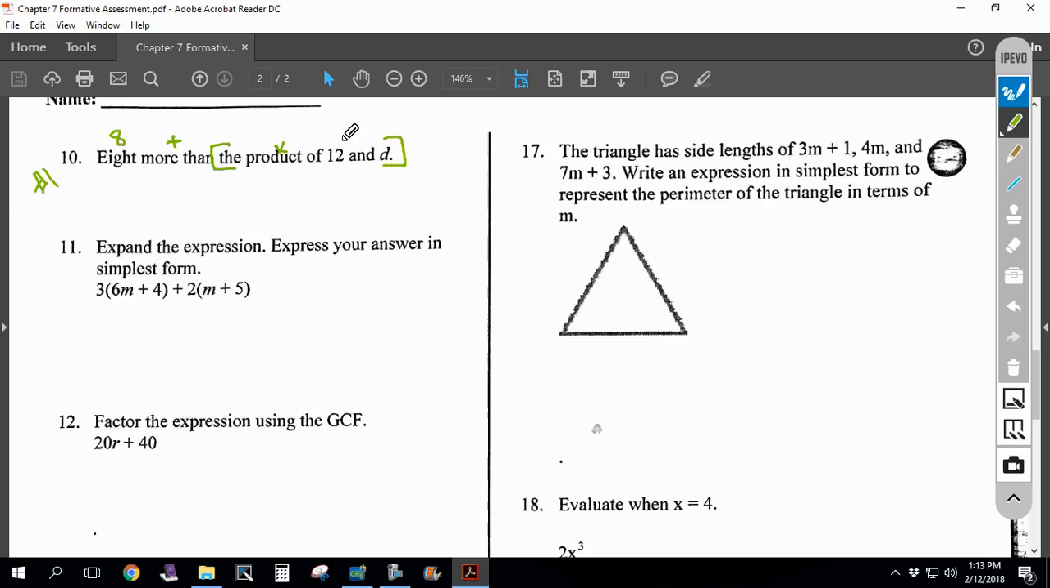There's only one way you can show me multiplication of a number and a variable, and that's by putting the number first. So it's 8 more than that, so it's going to be 12D. We write it just like that. 12 is the coefficient, and then there's no space there, plus 8.